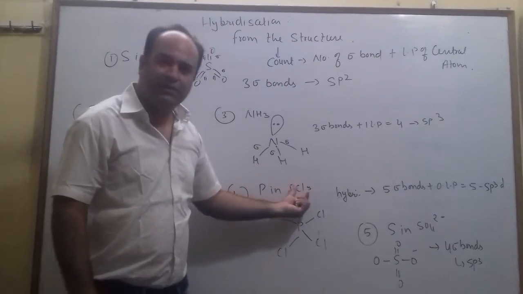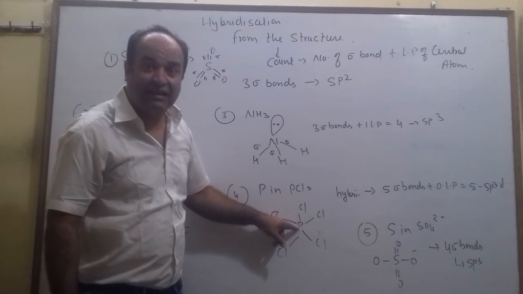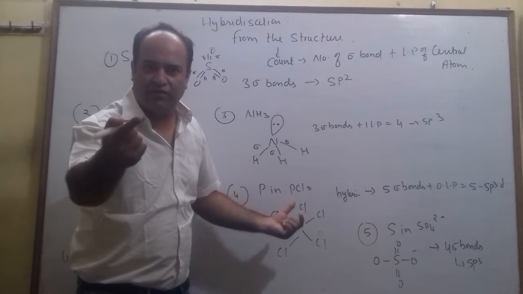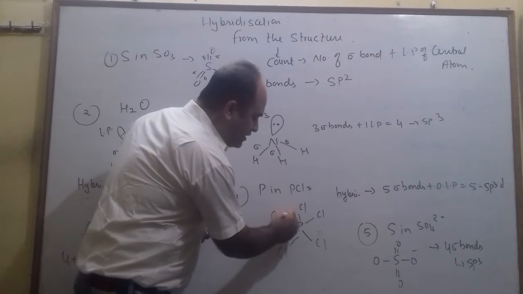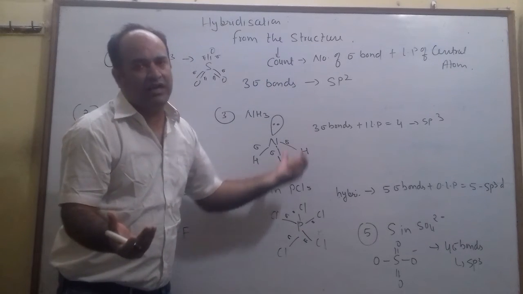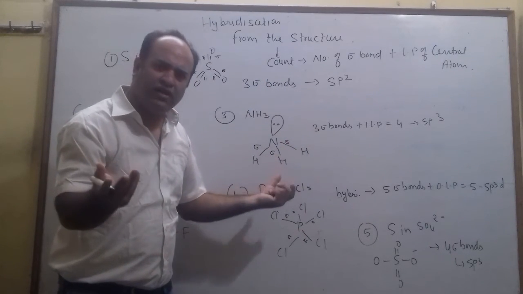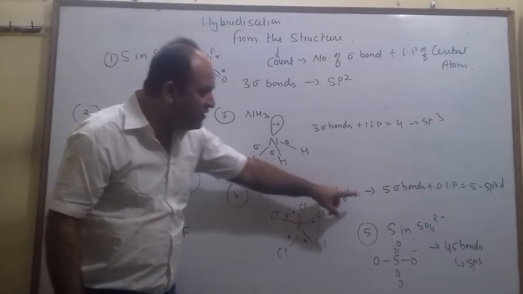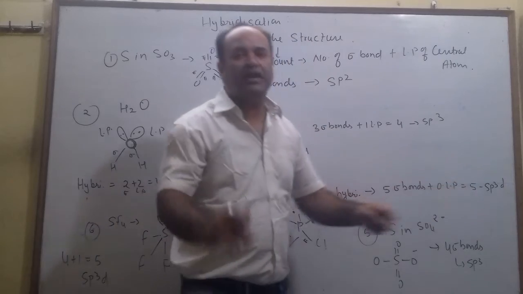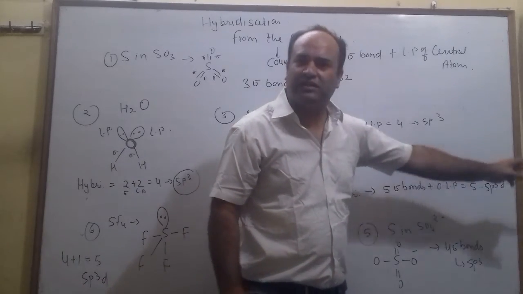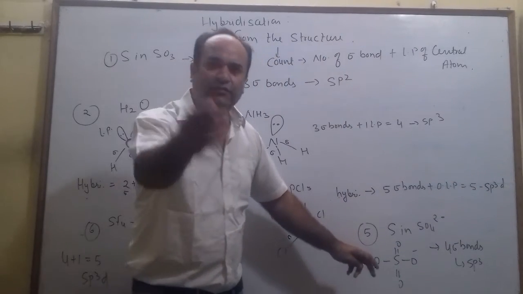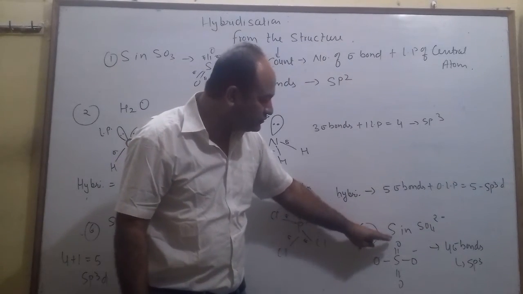Let's take one more example, PCl5. The central atom is P, and 5 chlorines are attached to it with sigma bonds. Sigma, sigma, sigma, sigma, sigma. There is no role of pi bond in hybridization, so don't worry about pi bonds. So 5 sigma bonds, 0 lone pair gives 5, and according to 5, sp3d hybridization.